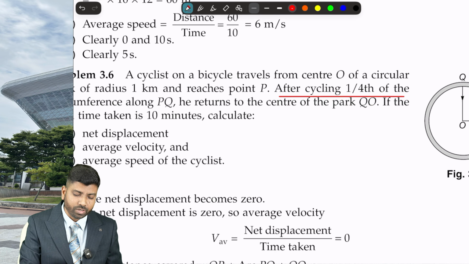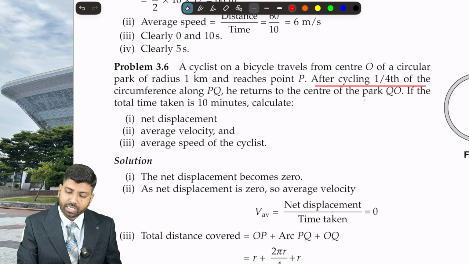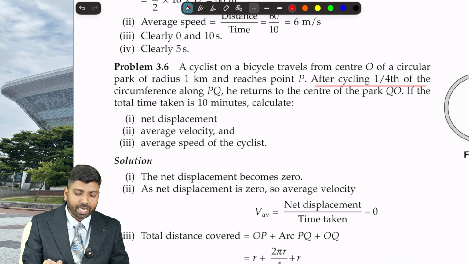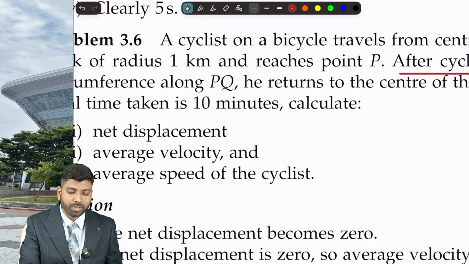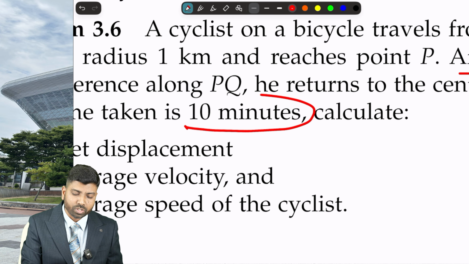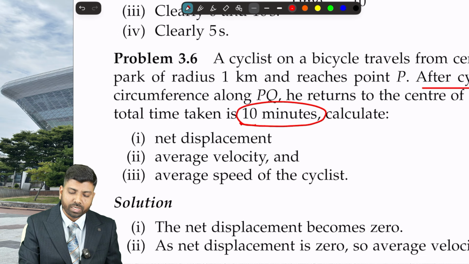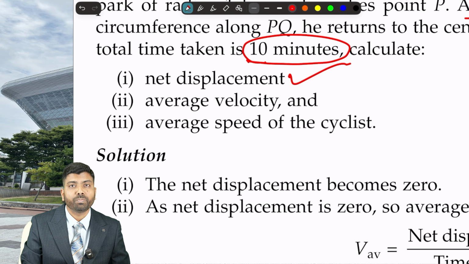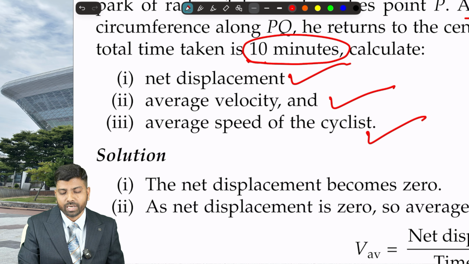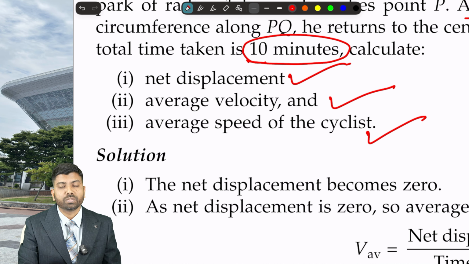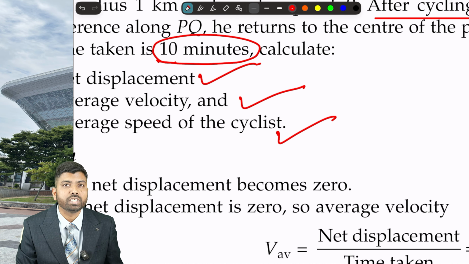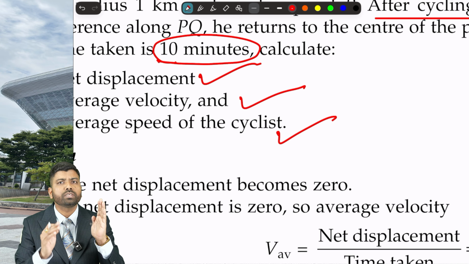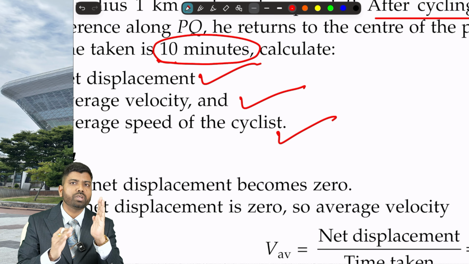Then he returns to the center of the park. If the total time taken is 10 minutes, the time is given in minutes, a point to be noted, we need to calculate three things. The first is net displacement, the next is average velocity, and the next is average speed of the cyclist.